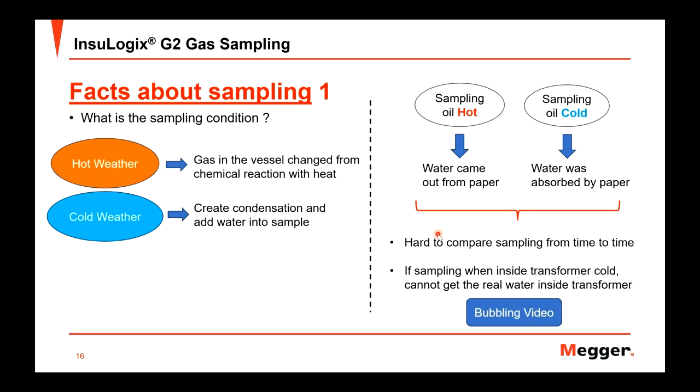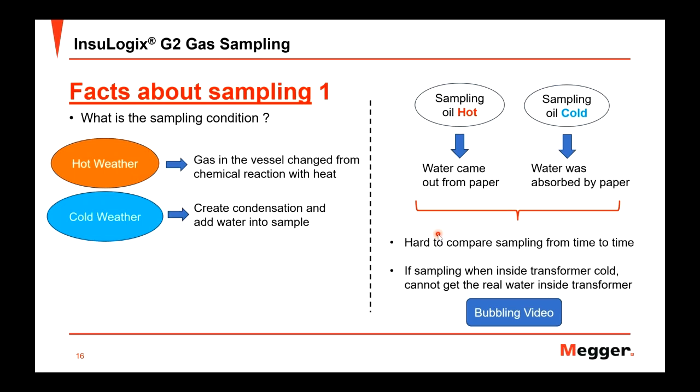And if your transformer is not operating or it is in cold condition inside, the water will be absorbed by the paper. This is the nature of the paper inside of your transformer. It's very simple.